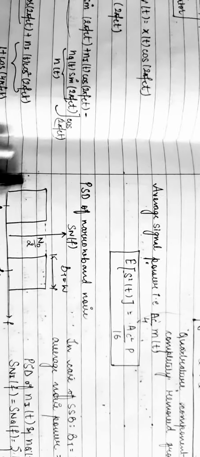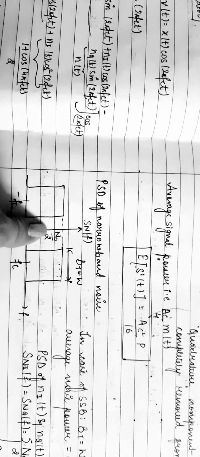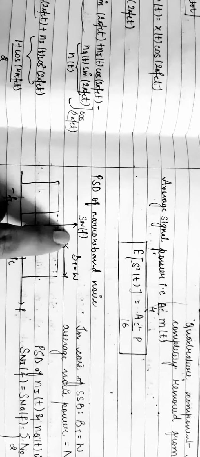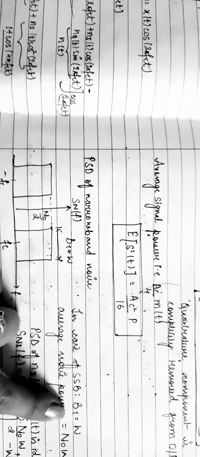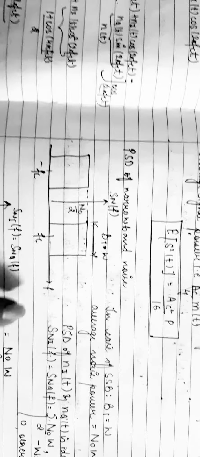So for that we consider the power spectral density of your narrowband noise. So see here we have considered a power spectral density. We know that the power spectral density of narrowband noise is N0/2. Here we have the carrier frequency, so the bandwidth will be W. So in case of SSB, your bandwidth is equal to W and the average noise power is equal to N0 W. So the power spectral density of n_I(t) and n_Q(t) is identical.